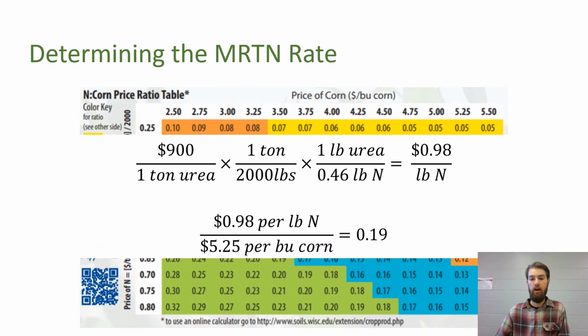And then calculating our MRTN ratio, we had 98 cents per pound of nitrogen, with our current corn price of $5.25 per bushel of corn, and that gives us an MRTN ratio of 0.19, which we would then round up to 0.20.